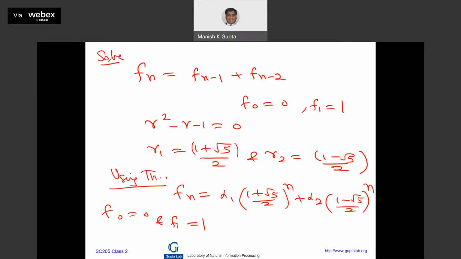So we have done one example. Now the second example, I leave it for you, right? Just substitute these values and solve for alpha 1 and alpha 2. I hope you can do that. Not a difficult thing.